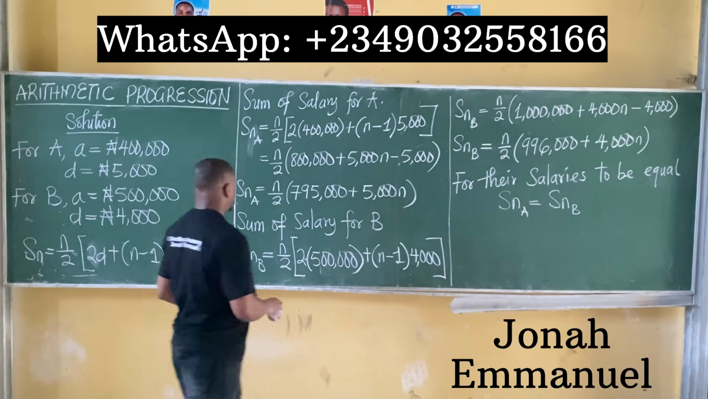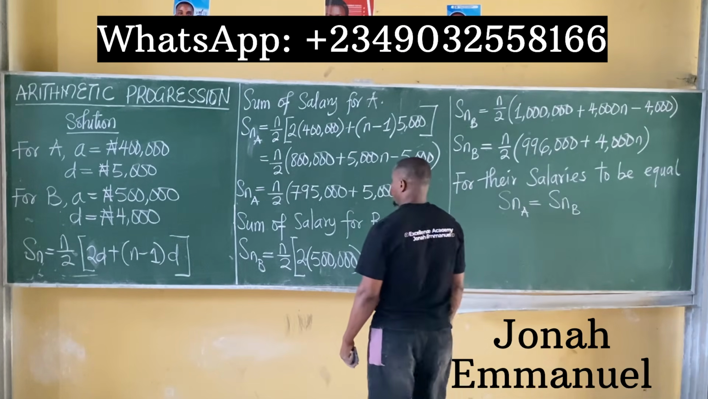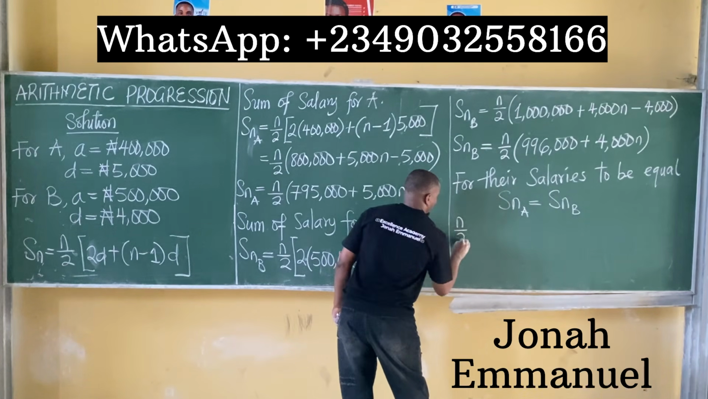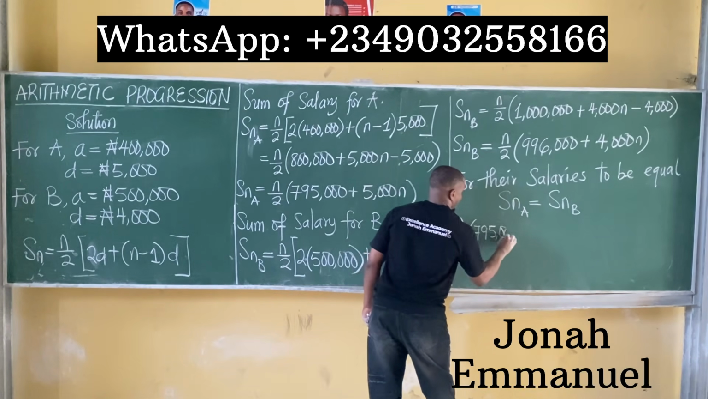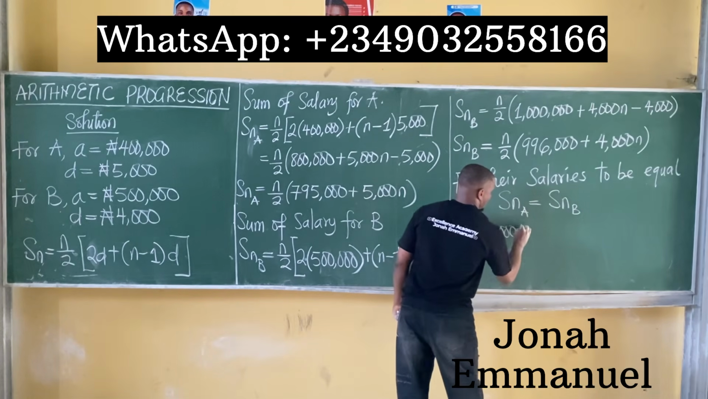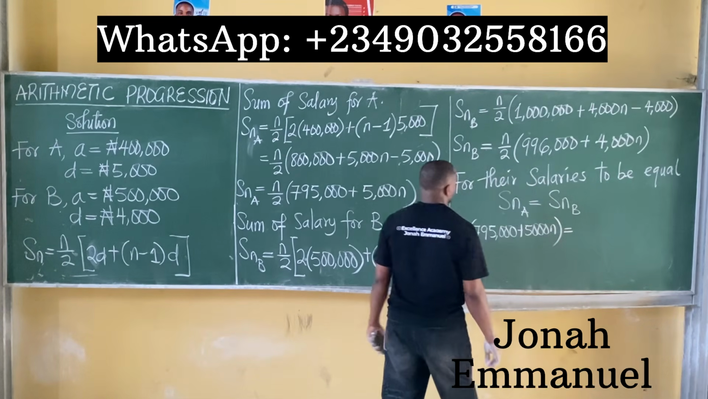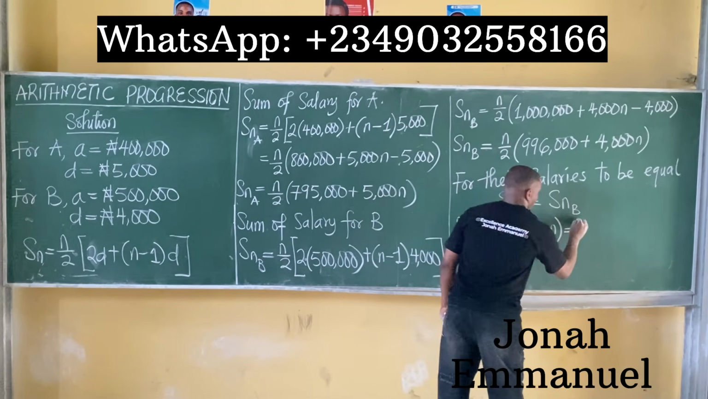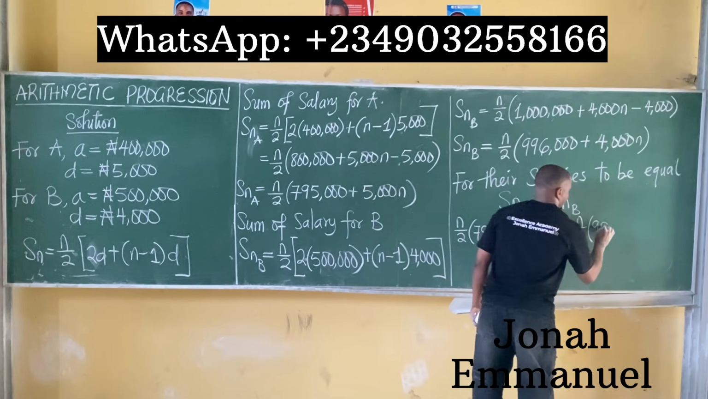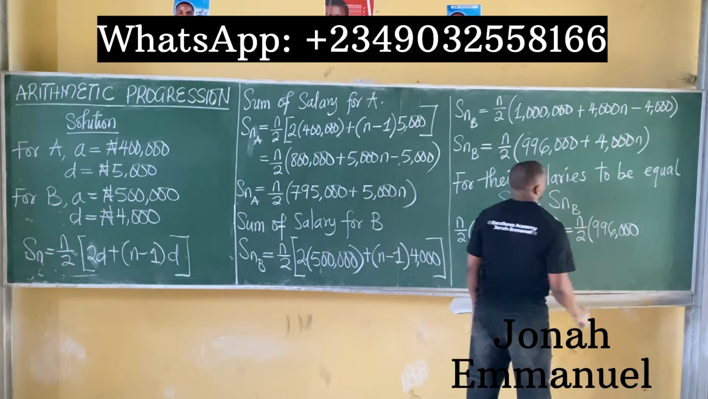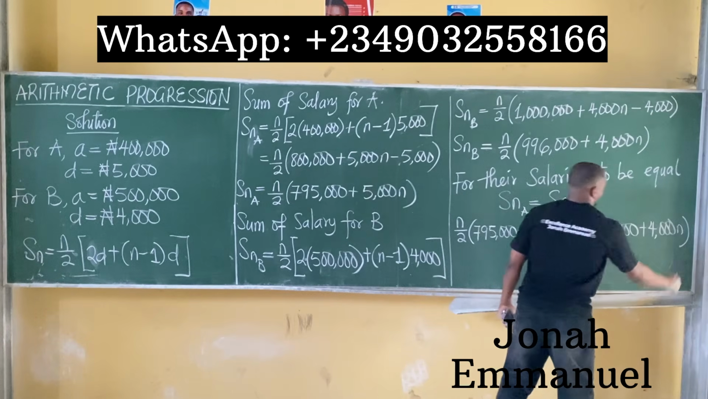So I also have my calculator here. For A, this value is this, right? Yep, we have n over 2 into 795,000 plus 5,000 n. This is equal to, for B, we have n over 2 into this one here, 996,000 plus 4,000 n. So we have this.